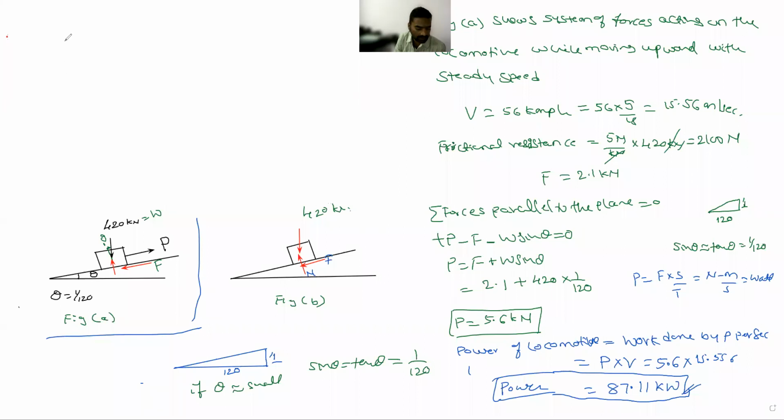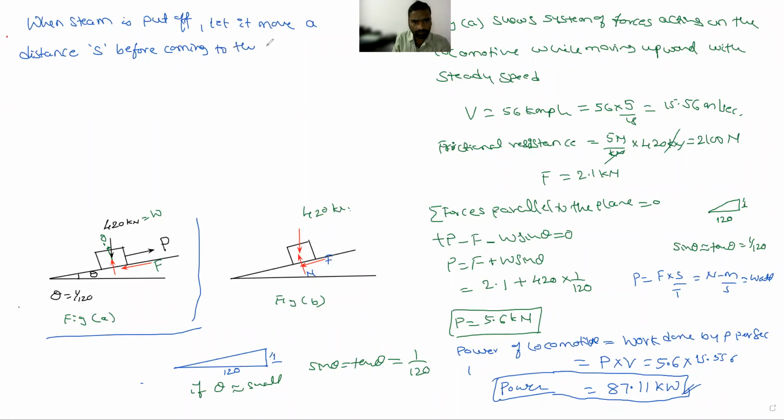So the power you have calculated. Next is, when steam is put off or shut off, let it move a distance before coming to rest.